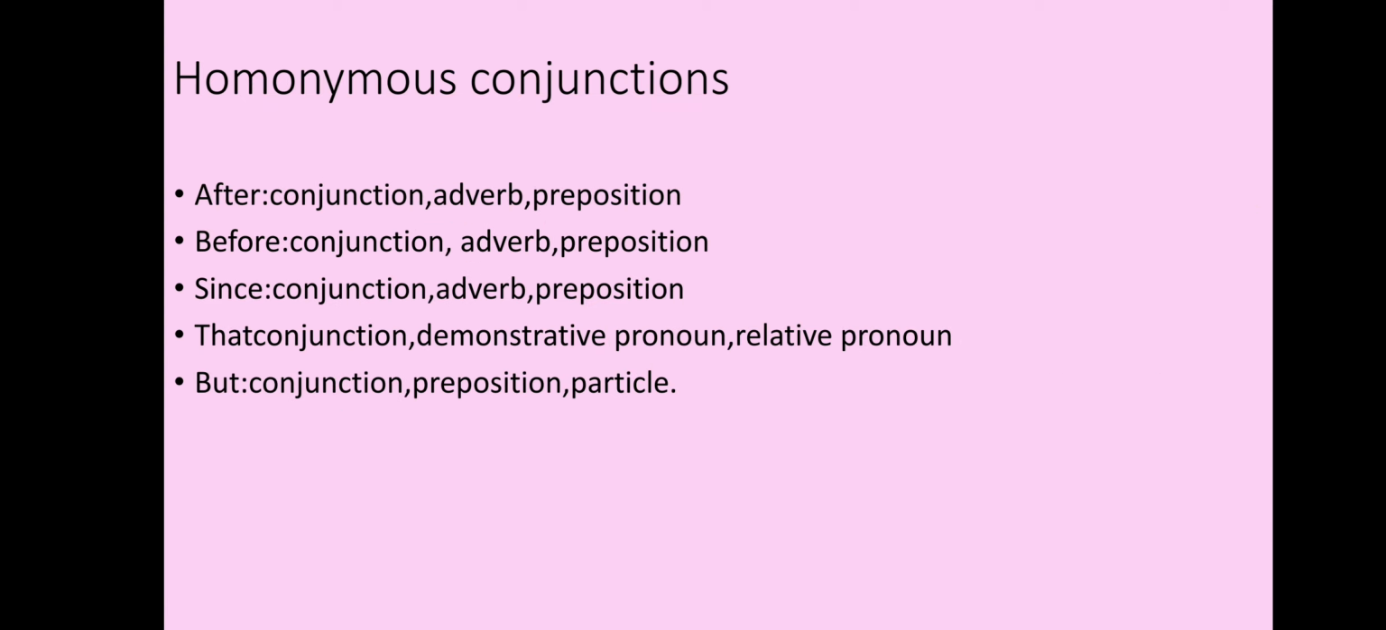Homonyms of conjunctions. After. Conjunction: Inform me after you go. Adverb: I'll see to it after. Preposition: Run after and hit him. Before. Conjunction: He had died before I came. Adverb: I had never been here before. Preposition: She sat before me.